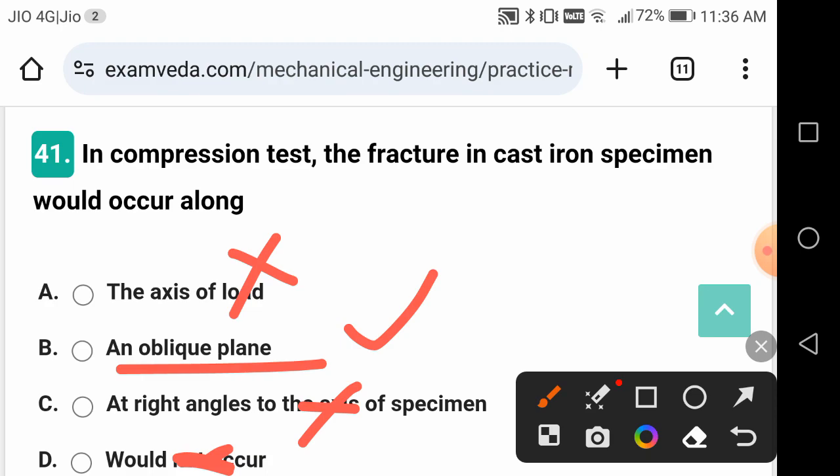In concrete buildings also, friends, you see some cracks on the walls. If you look at them, they will be along the 45 degree direction. So why? This is the reason. The failure, the fracture, will occur along the oblique plane.